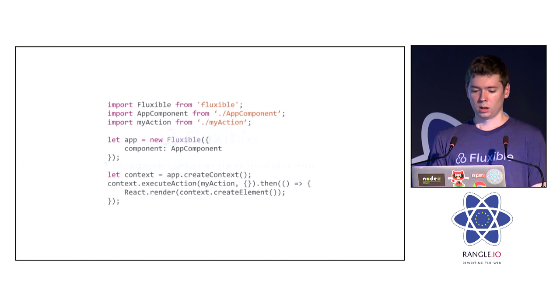How is it used? Pretty simple. You import Fluxible, you instantiate a new Fluxible instance, and you can pass in your app-level component, which is just a convenience method. And then you create a new context per request, or in your browser for each user. And from that context, you can then execute your action. And then once that is finished, you then want to render the markup. And in the client, that would be rendering to the DOM element. On the server, that would be rendering to a string.